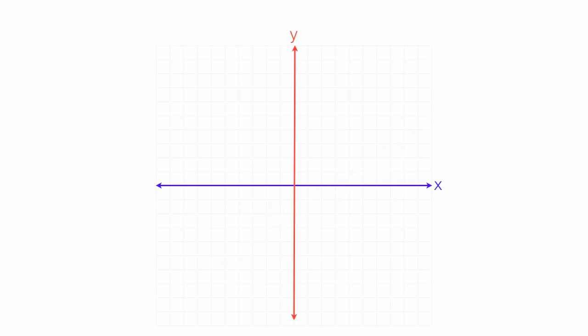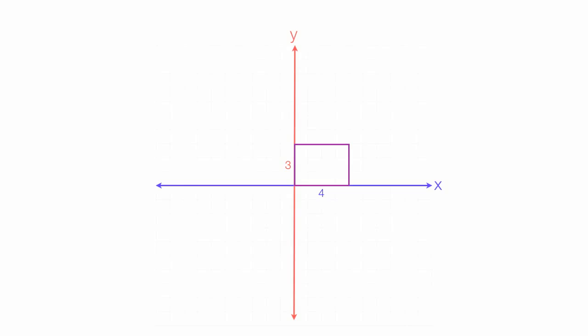The Cartesian coordinate system is useful for measuring distances as well. So imagine we have a rectangle. It's 4 wide and 3 high. Really what this is, is going to the right 1, 2, 3, 4, and going up 1, 2, and 3. So it looks something like this. We just happen to put the 4 in the middle of the rectangle in the base and the 3 in the middle of the height.